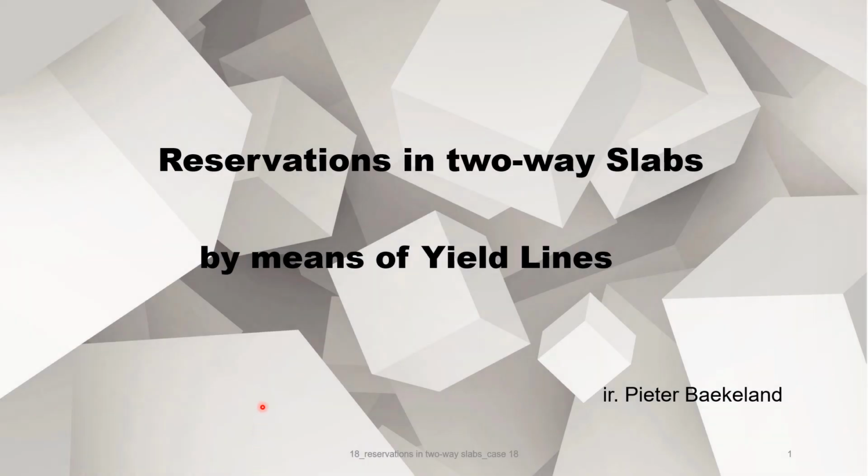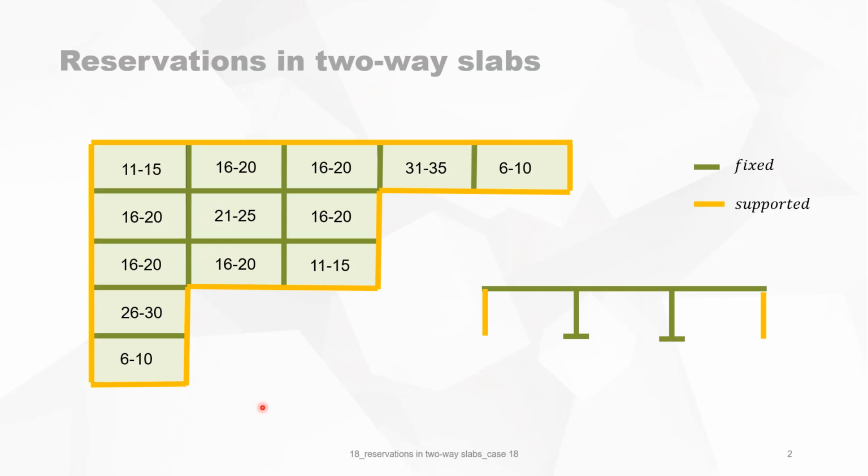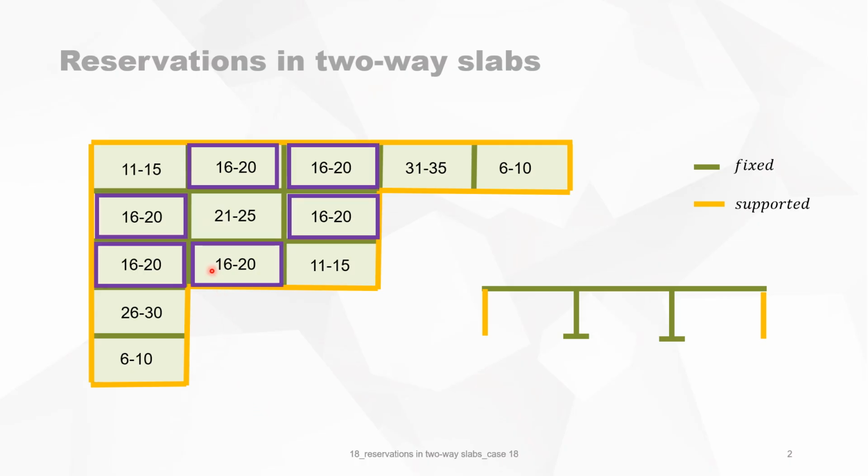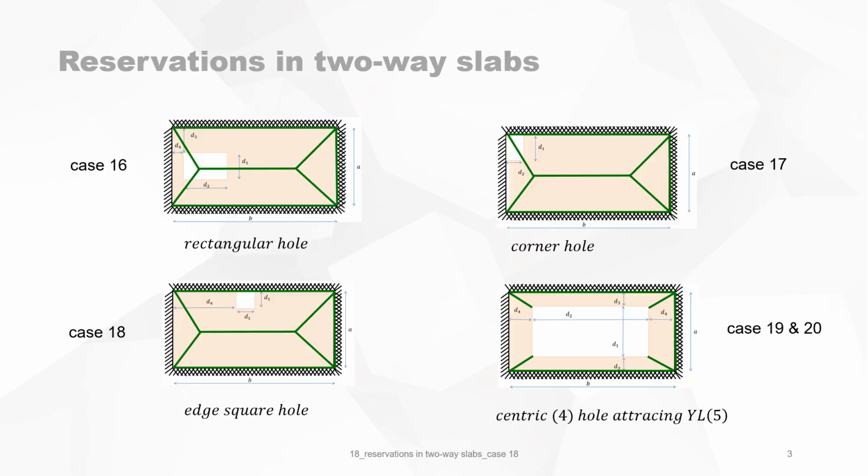Reservations in two-way slabs by means of yield lines. This video deals with cases 16 to 20, and this is about concrete slabs which are fixed on three sides and freely supported on one side. This is about case 18, dealing with an edge square hole.